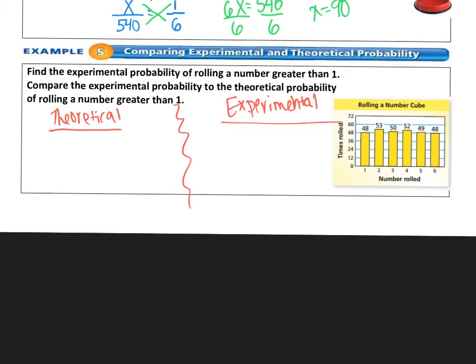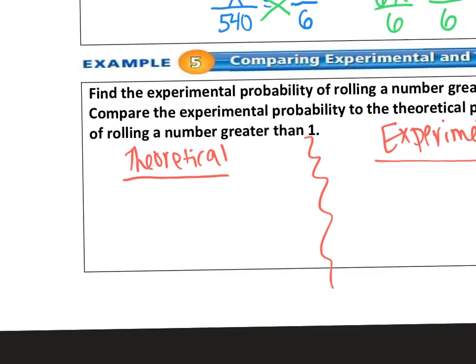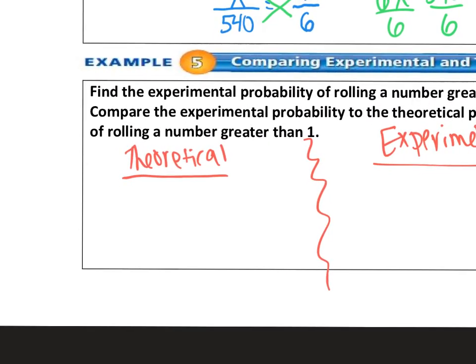So if we are rolling a number cube, we again look at our number of favorable outcomes over the total possible outcomes. The total possible outcomes when we are rolling a number cube are 6, because we have 1 through 6. Number of favorable outcomes, so we have 1, 2, 3, 4, 5, 6, and we want a number greater than 1, so it would be those 5 numbers. So the theoretical probability would be 5/6.